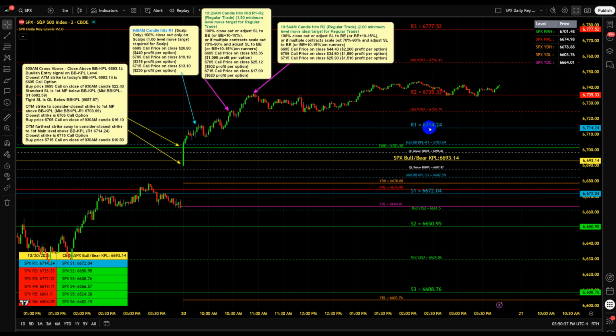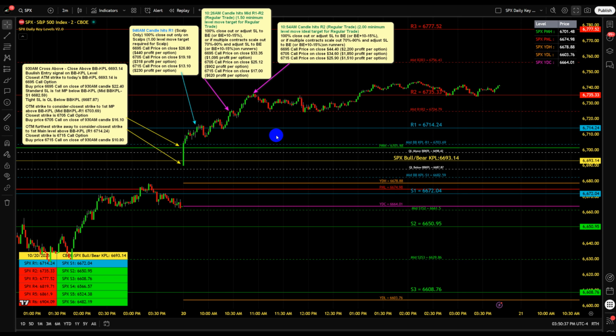So if we were taking a bullish trade off of the R1, it would be the 67.15 call. If it was a bearish trade, it would be the 67.15 put, if we were going to use the at-the-money standard play.